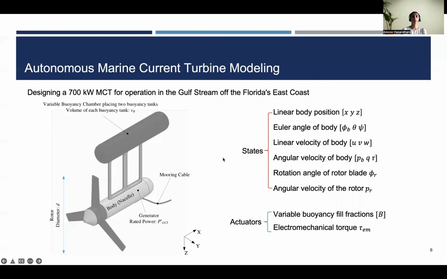From a technical perspective, we have 14 states to model this system, including linear body position, Euler angles of the body, linear velocity of the body, and angular velocity of the body. The 2 remaining states are related to the rotor, including the rotation angle of the rotor blade and the angular velocity of the rotor. We also have 3 actuators to control this system. Two actuators are related to the variable buoyancy fill fractions, which are mainly responsible for the movement of the system, and the final actuator is related to the electromechanical torque.